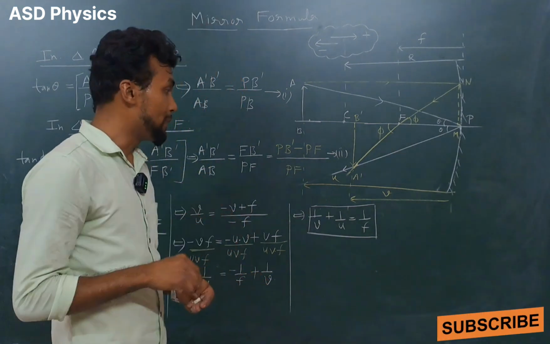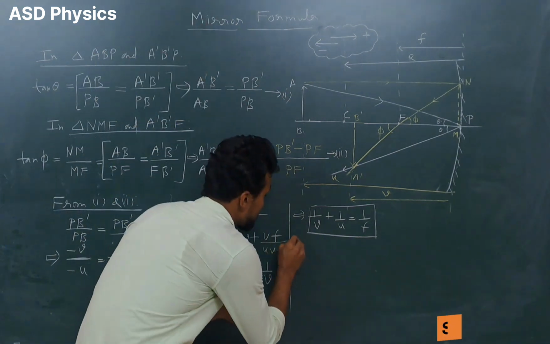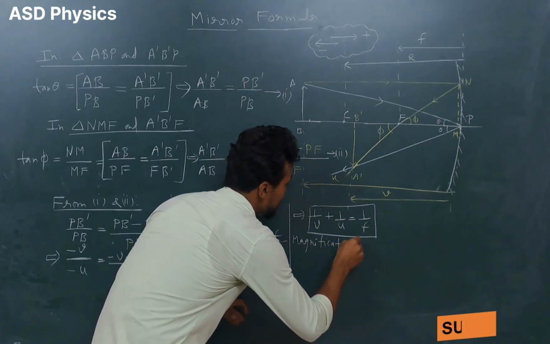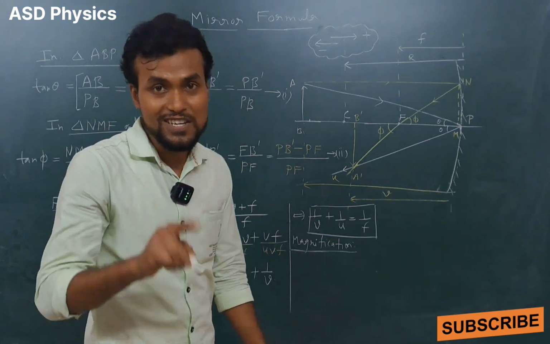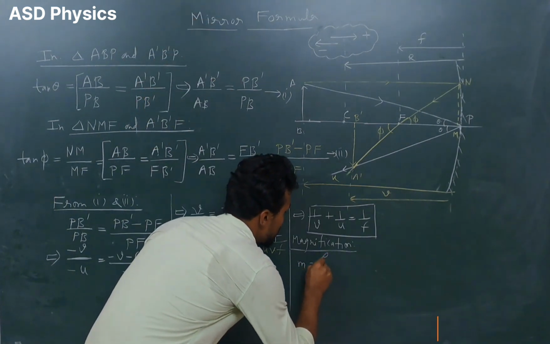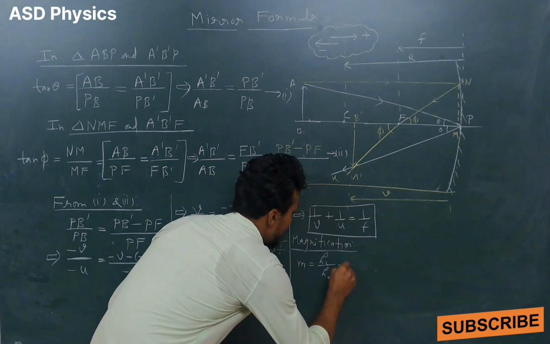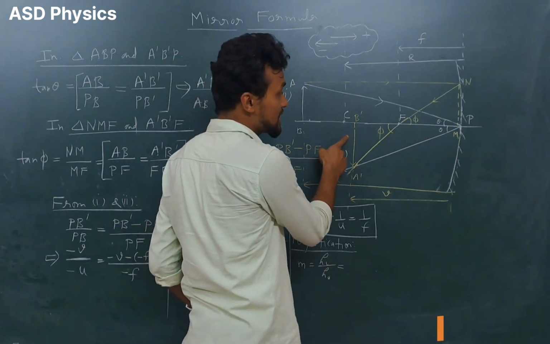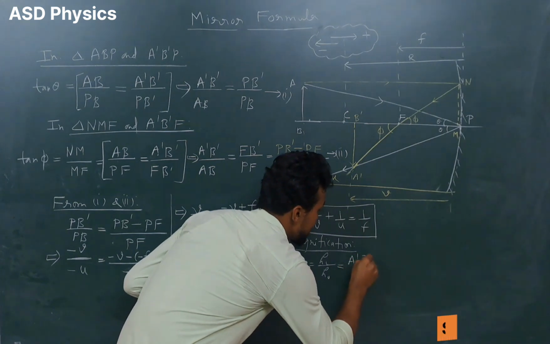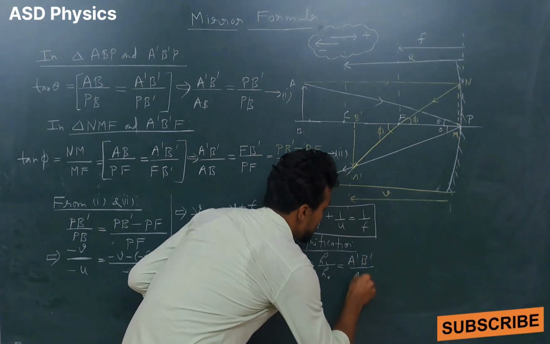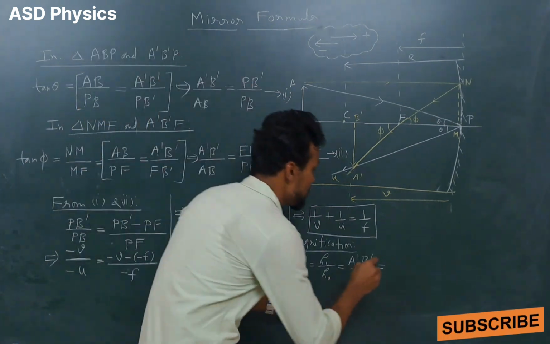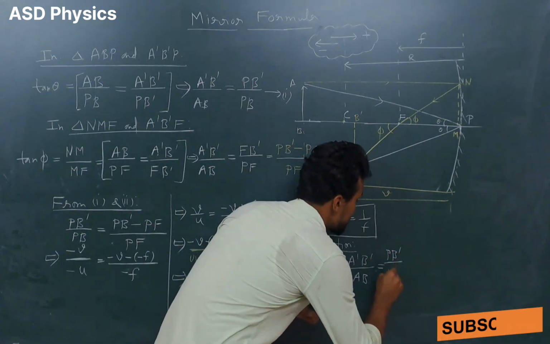After that, students, we will see one more thing here. I will teach you magnification also. Just let me write here the magnification. And I hope you remember the formula also. Magnification means ratio of height of image to the height of object. So here please, M equal to height of image by height of object. Height of the image how much here? A dash B dash. Height of the object how much here? AB. So we can write here A dash B dash by AB. And see here please, here what we know? PB dash by PB.